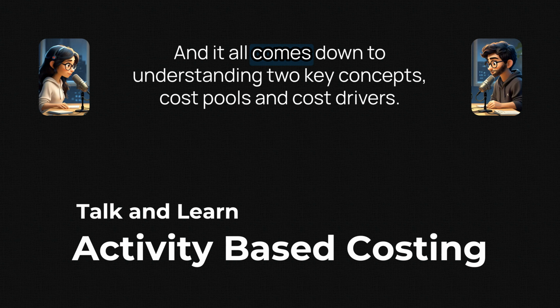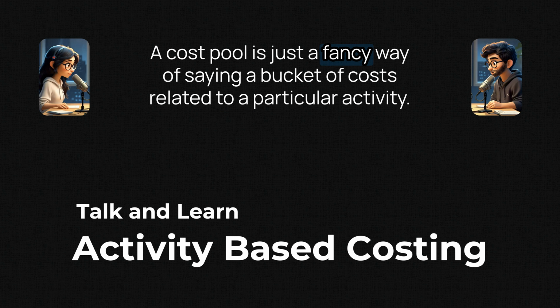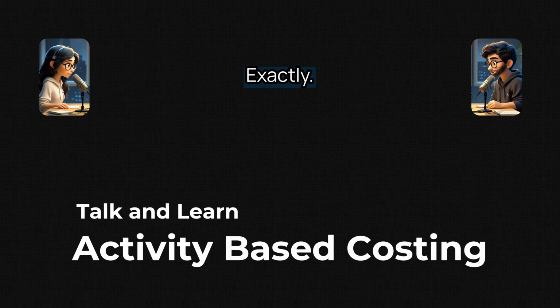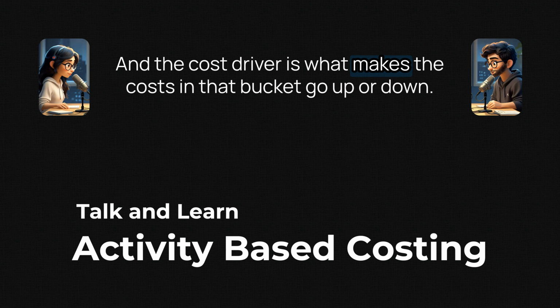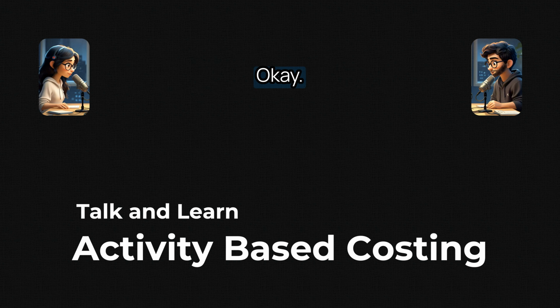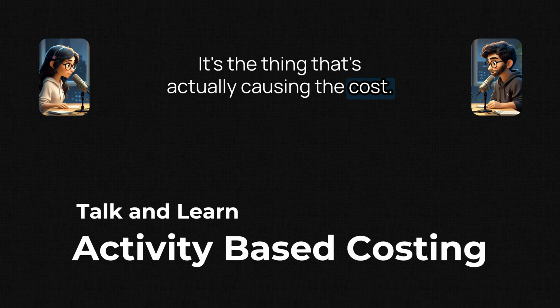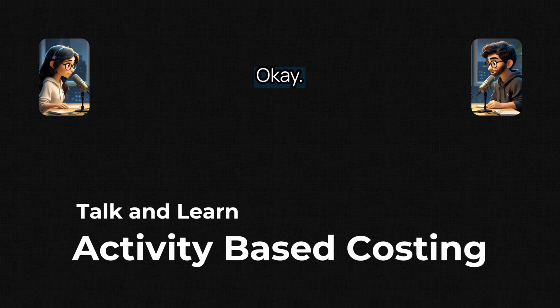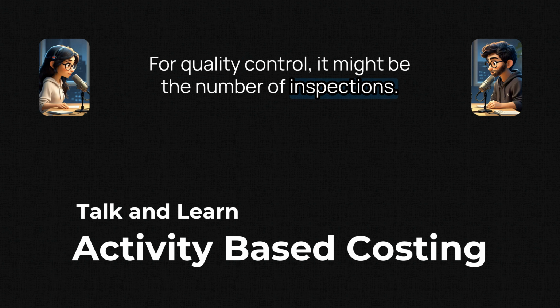Exactly. And it all comes down to understanding two key concepts: cost pools and cost drivers. A cost pool is just a fancy way of saying a bucket of costs related to a particular activity. Like a bucket for all your setup costs. Yes. A bucket for quality control, right? Exactly. And the cost driver is what makes the costs in that bucket go up or down. It's the thing that's actually causing the cost. Right. So for setup costs, the driver might be the number of setups required for each product. For quality control, it might be the number of inspections.